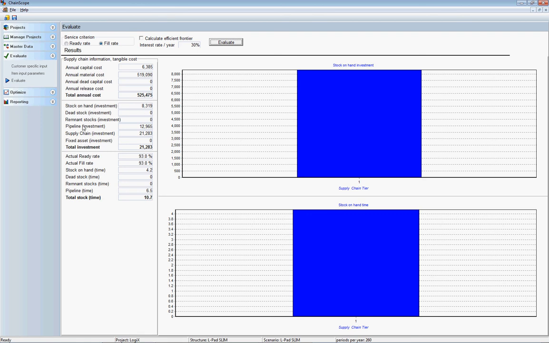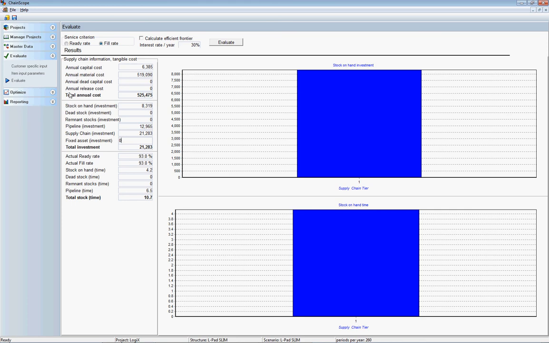The stock on hand investment, dead stocks, remnant stocks, pipeline investments, supply chain investment, and fixed asset investments are all computed from the data. Only the fixed assets are not included, and you can put them in yourself to get an overall picture. And here you see the computed actual ready rate and fill rate for the current supply chain scenario, as well as the stock on hand in time and all the other stocks that we have put in ourselves, basically in the evaluate case. So here you get an overall assessment of the current as-is situation.